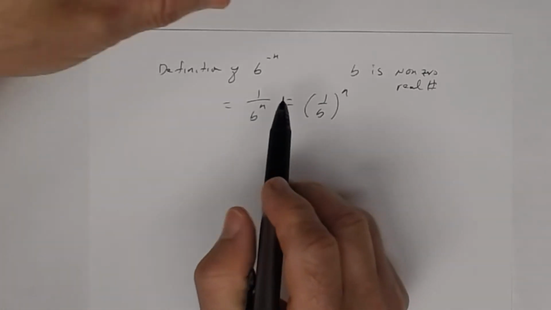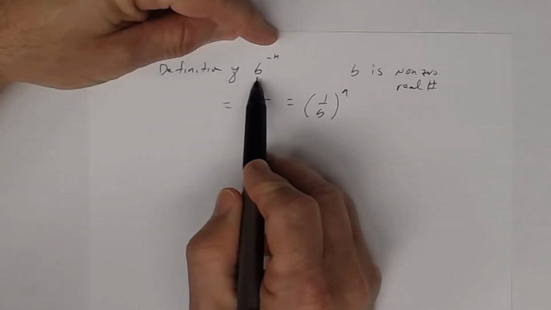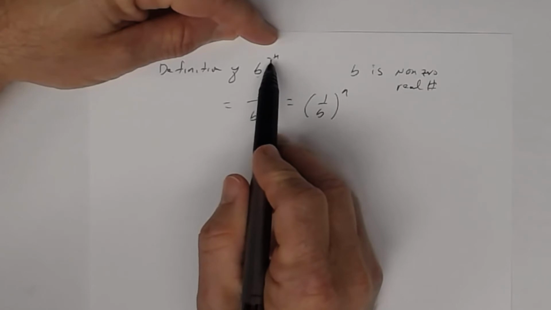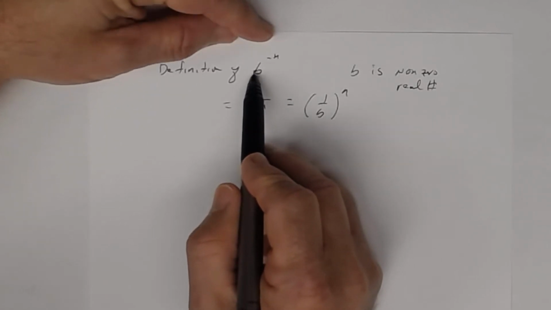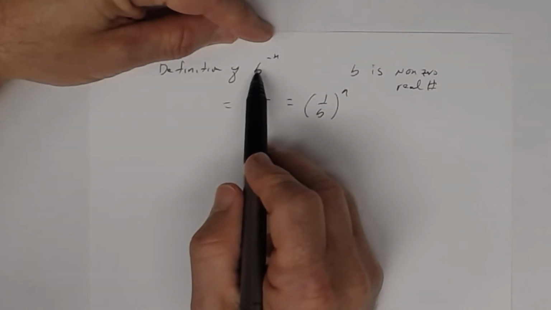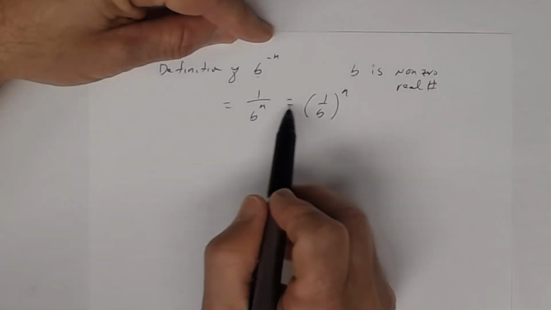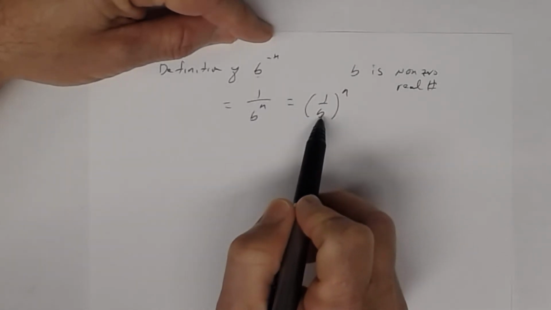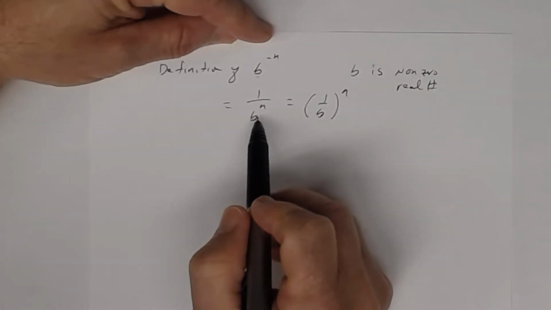So you got to think about this. What this is saying is that you're going to take the base of what's being raised to the negative power. So negative n, the base is b, okay? That is what you're going to take the reciprocal of. So the reciprocal of b is 1 over b. And then 1 over b raised to the n power is this. All right, so that's important to understand.